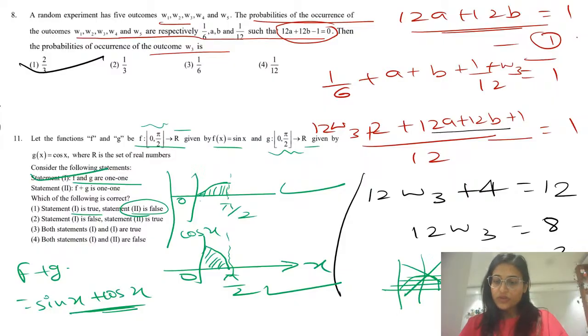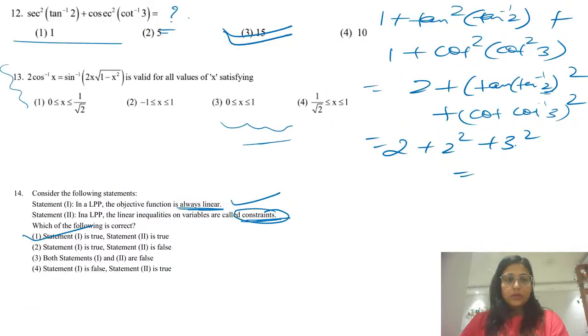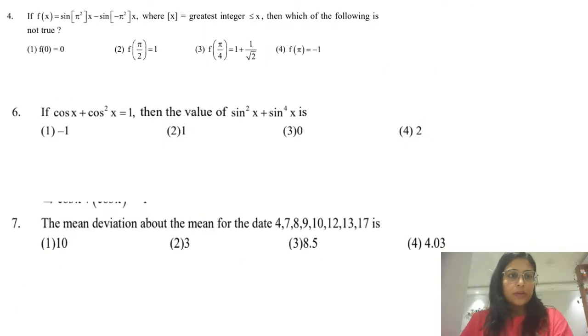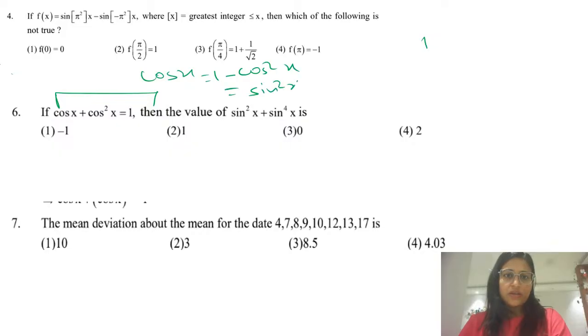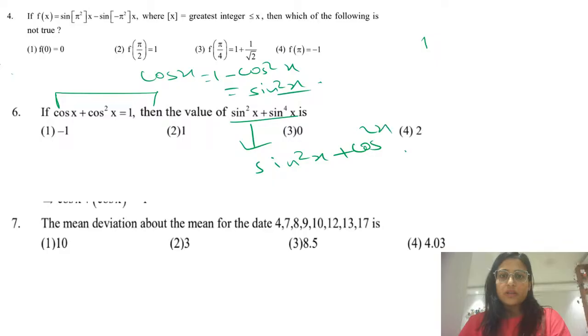Let's come to the next question. Here, question number 6, again very, very easy. It's an NCERT question, I guess. Cos x is what? 1 minus cos square x, that is sin square x. So from here, we can write this as sin square x plus sin square x whole square, that is cos square x. And the sum is what? 1. So 1 is the correct answer.